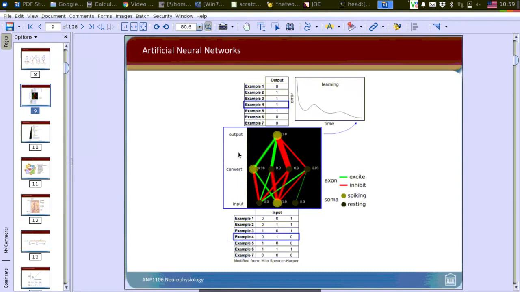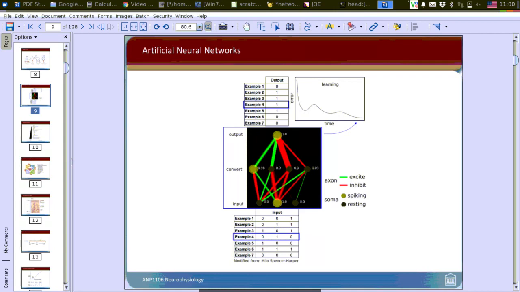Currently, the network is drawn using example 4. So 0, 1, 0, you can see here off, on, off. And the desired output is 1 or on, and that's what we see here. So it has successfully converted example 4 into the correct output. That's what this circuit has done. It also can correctly convert all of the other 7 examples. I will show you that later.